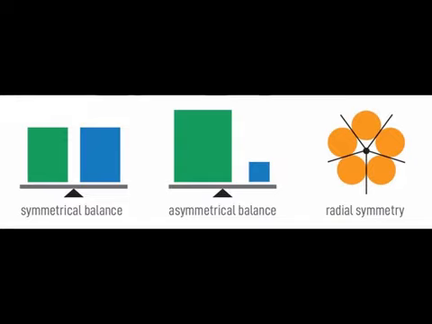So here we have a visual breakdown of the three different types of symmetry or balance that we're going to talk about. We have symmetrical balance on the left, which is where a work of art is equally weighted on both sides. In the center, we have asymmetrical balance, which is where one side, either the left or the right side of the composition, is going to be more heavily weighted. And then on the far right, we have radial symmetry or radial balance. This is when the composition of the work revolves around a central focal point.